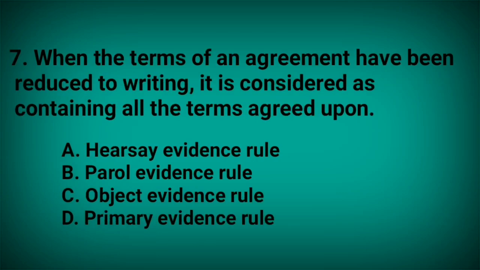Number 7. When the terms of an agreement have been reduced to writing, it is considered as containing all the terms agreed upon. A. Hearsay evidence rule, B. Parole evidence rule, C. Object evidence rule, or D. Primary evidence rule.